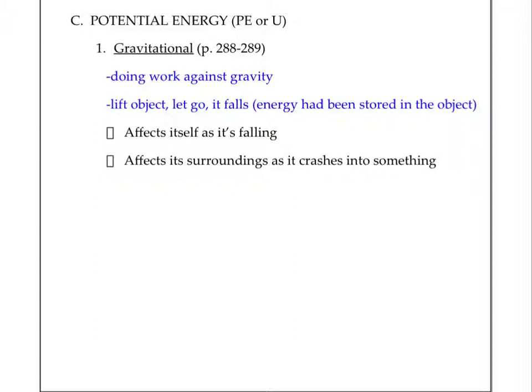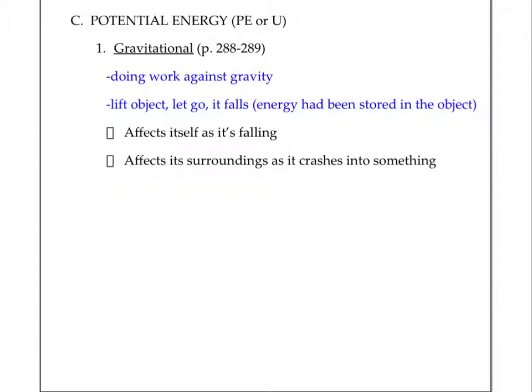So when you lift an object, you do work against gravity. All of that work that you have done to lift your object is now stored as gravitational potential energy in the object itself. That means when you let go, it has the potential for some sort of movement. So going back to the definition, it would affect itself as it's falling because it's changing its position, and then it could affect its surroundings if it crashes into something. So anytime you do work against something, you've given it a type of potential energy.